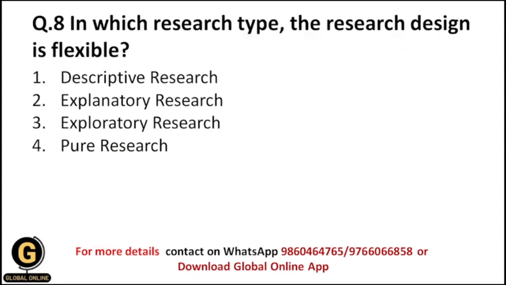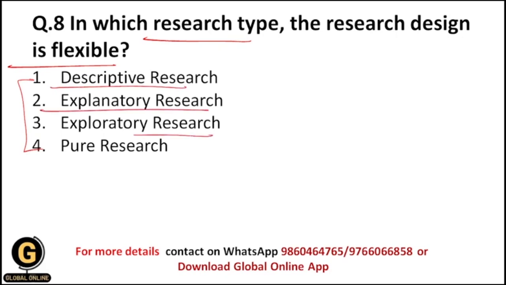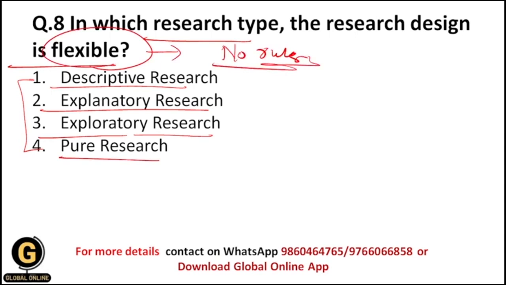In which research type is the research design flexible? Okay, so here again we have given 4 types of research, and in which research the research design is flexible. So whether it is descriptive research, explanatory research, exploratory research, or pure research. So flexible means there are no rules. Okay, we can follow any kind of step, we can follow any kind of informal ways while doing the research. This is called flexible.